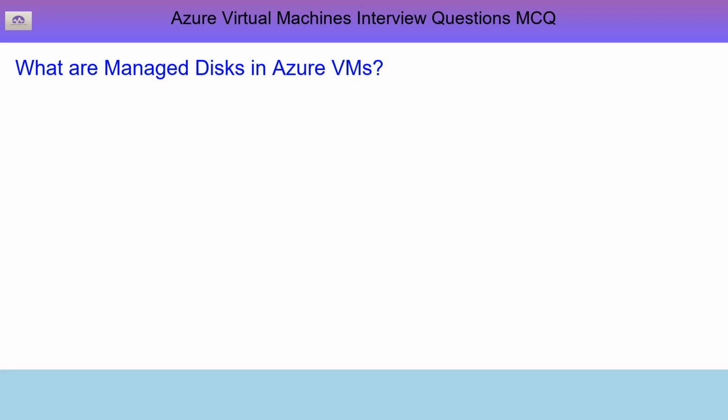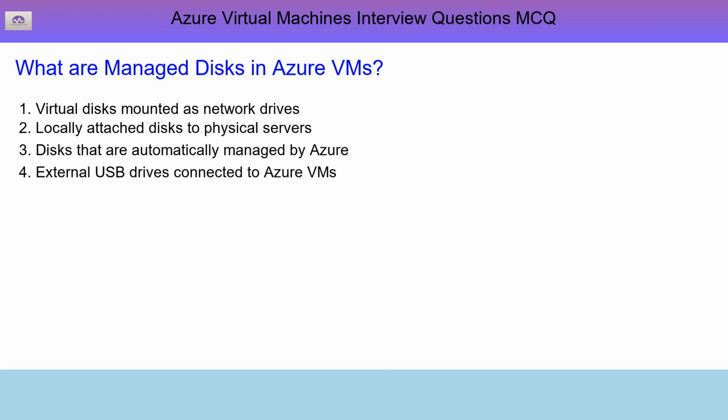What are managed disks in Azure VMs? Here are your options. 1. Virtual disks mounted as network drives. 2. Locally attached disks to physical servers. 3. Disks that are automatically managed by Azure. 4. External USB drives connected to Azure VMs. The correct answer is disks that are automatically managed by Azure.